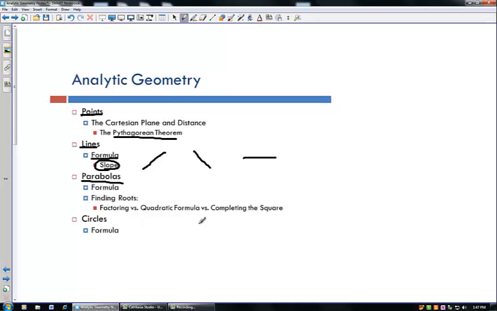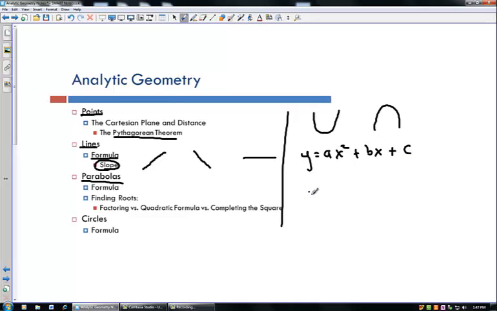And so first, let's talk about the formula for a parabola. So parabolas do one of two things. Let's look over here. They either open up or they open down for us. And the formula looks like this. Let's just write y equals ax squared plus bx plus c, where a, b, and c are some sort of constants. So you can make y equal to, let's say, 2x squared plus 5x minus 7. So that's a parabola.